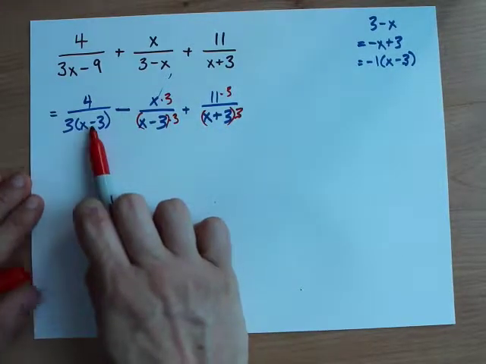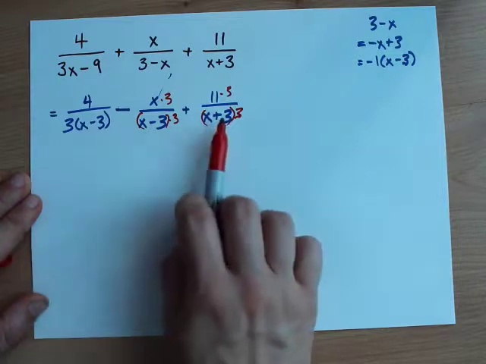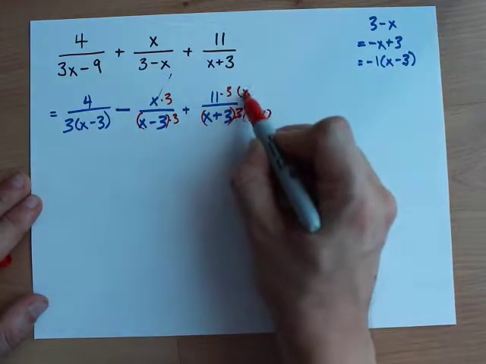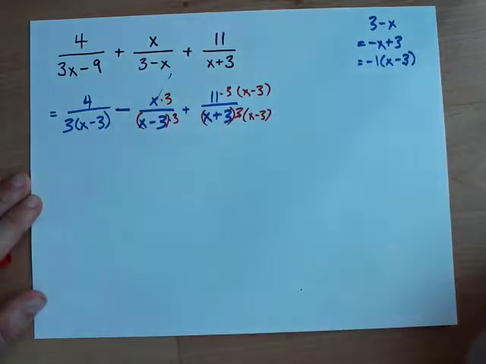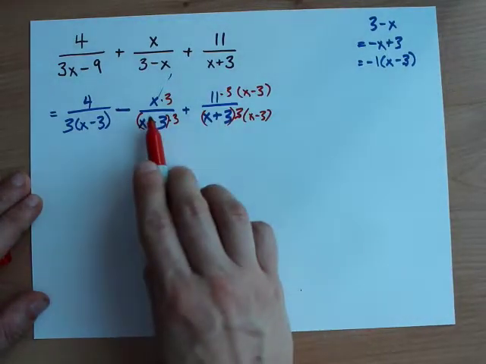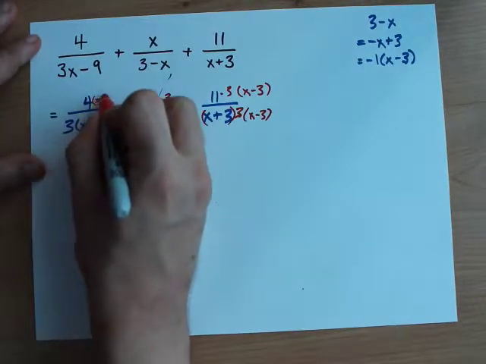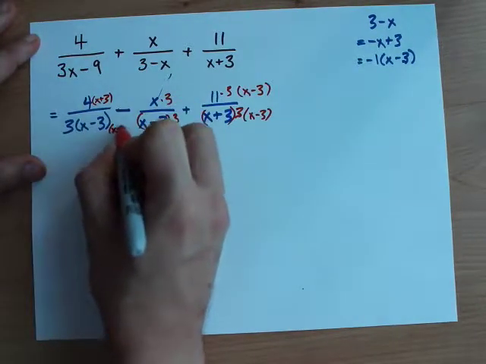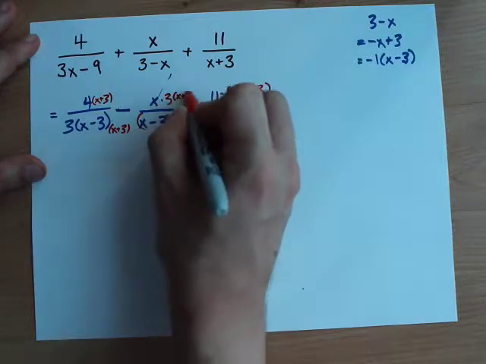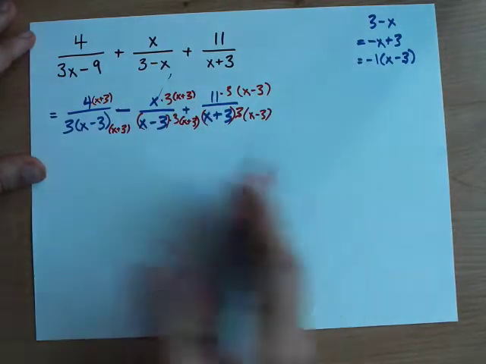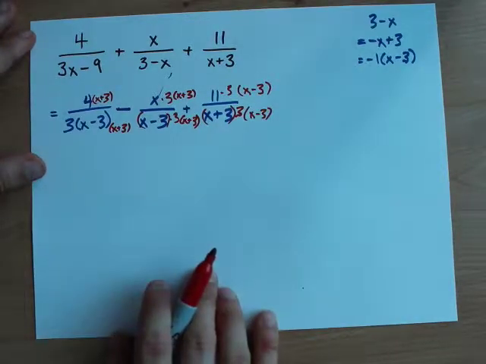I have an x minus 3 that I also have here, but I'm missing here, so I need to multiply x minus 3 into both of those. And I have an x plus 3 here that is not in either of those. Lord have mercy. We're going to have to multiply the top and bottom of this by x plus 3 and the top and bottom of this by x plus 3. This can be a lot of work to get a common denominator, but what are you going to do?